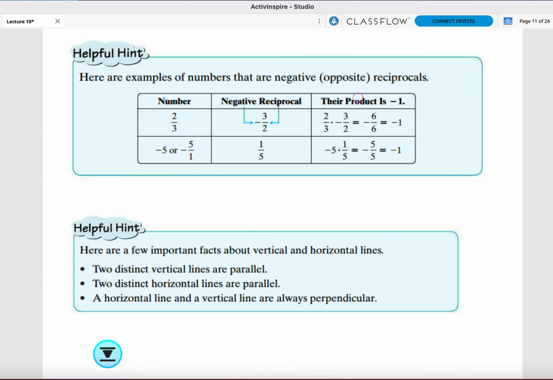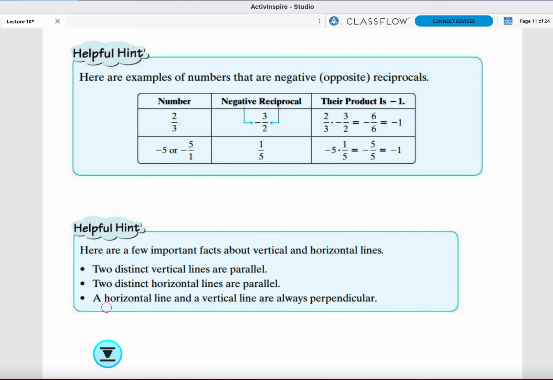And you can see that the product is negative 1 when you multiply these two. You get a negative 1. Even a whole number has a negative reciprocal. So if it's negative 5, it's just the same thing as negative 5 over 1. The reciprocal, you just flip it. And if it's negative, it becomes positive. If it's positive, it becomes negative.